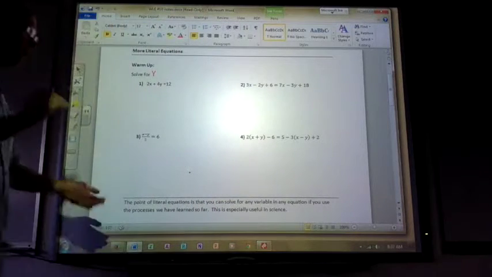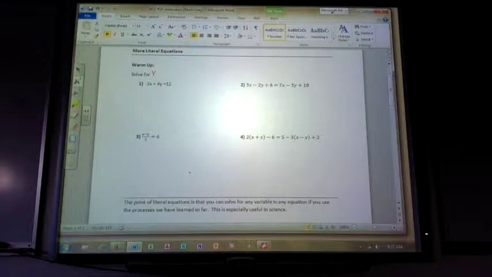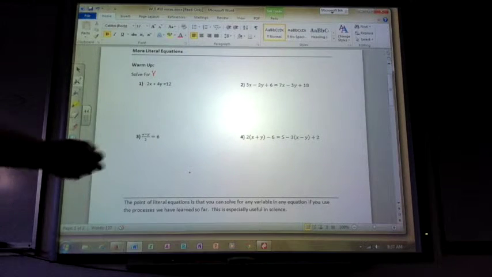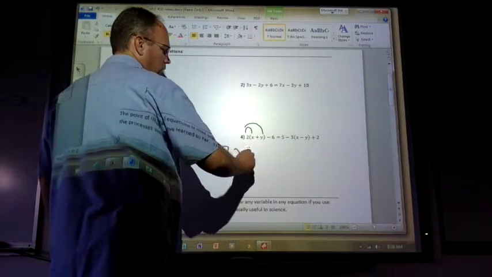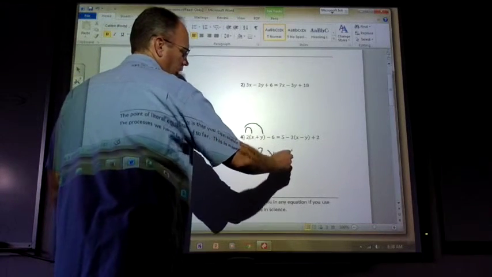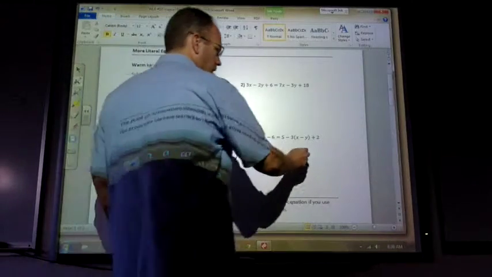Okay, last one of the warm-up. I think it'd be easiest just to get rid of the parentheses, so I'm going to distribute over the parentheses. So if I distribute the 2 over the parentheses here and here, I'm going to get 2x plus 2y minus 6. Is that okay? That's going to be equal to 5.